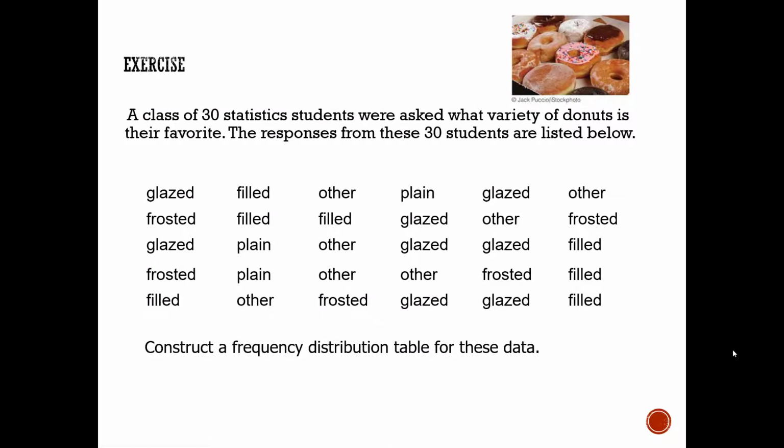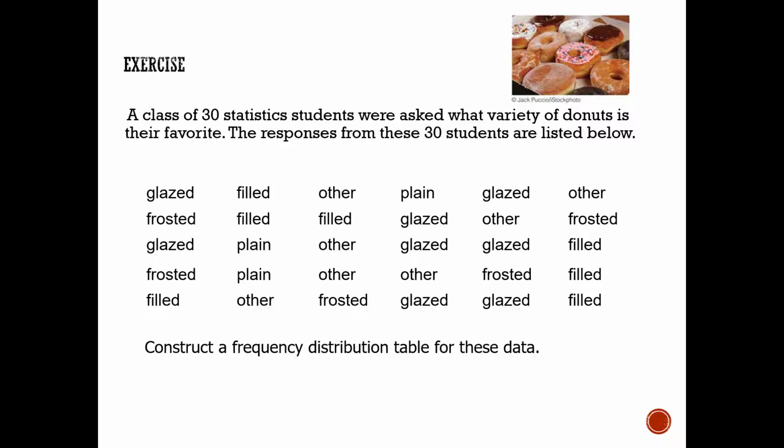Let's take some basic raw data here. Let's say I have a class of 30 statistics students, and I asked them what type of donut was their favorite. Now I only gave them 5 to choose from because my favorite is not listed up here, and yours may not be either, but out of these 5 categories that I've given them, they had to choose one, okay? I was very generous because I knew that some of them wouldn't like glazed or frosted or filled or plain, so I gave them the category other so they could fit into that category. Now I want to create a frequency distribution table or a frequency table for this data.